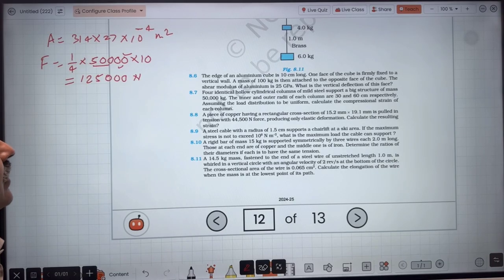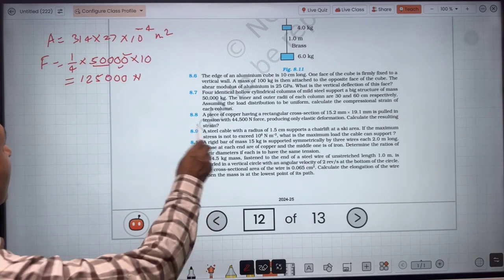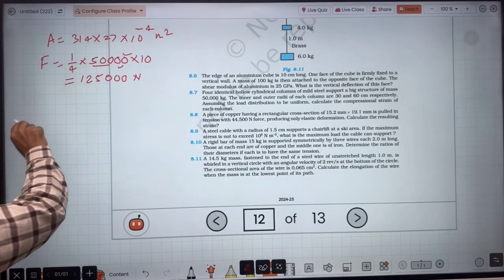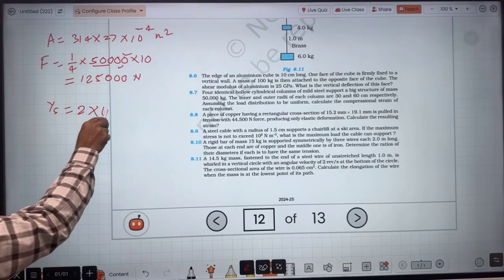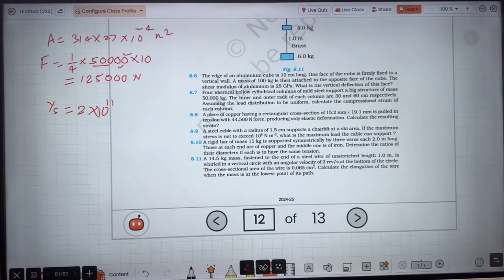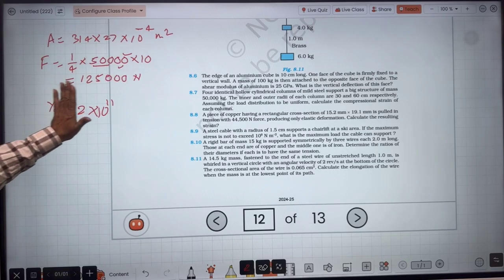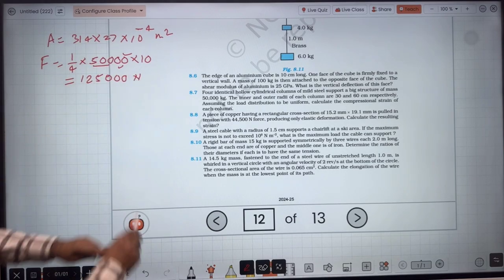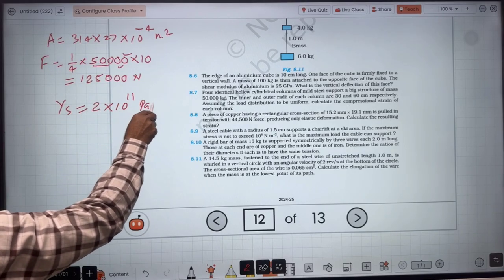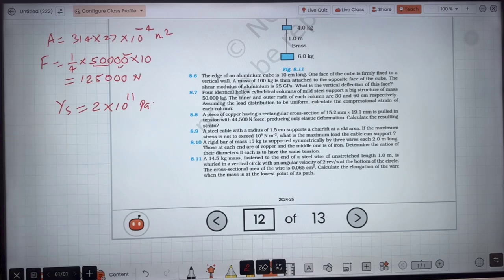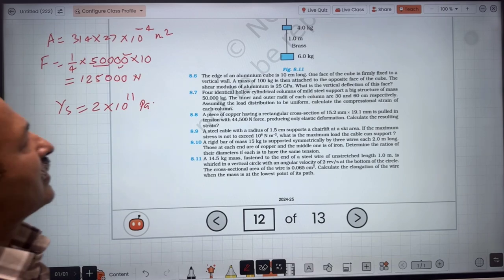Compressional strain. Strain means delta L upon L, which you have to find out. But for this purpose, you have to write the value of Young's modulus. The known value of Young's modulus for steel, Y steel, is 2 into 10 to the power 11, unless some other value is given somewhere else. So the accepted value in the table is Y steel equals 2 into 10 to the power 11 Pascal, right? So these are the values we have to find out.